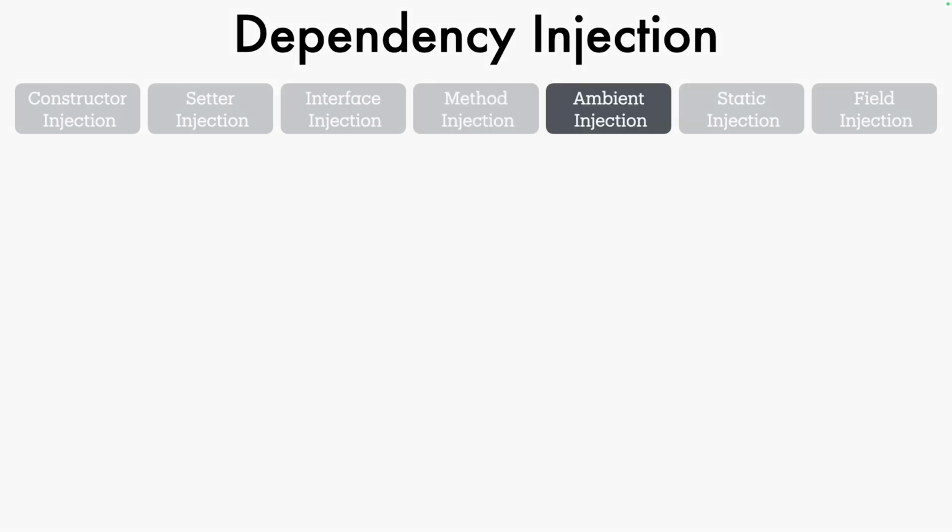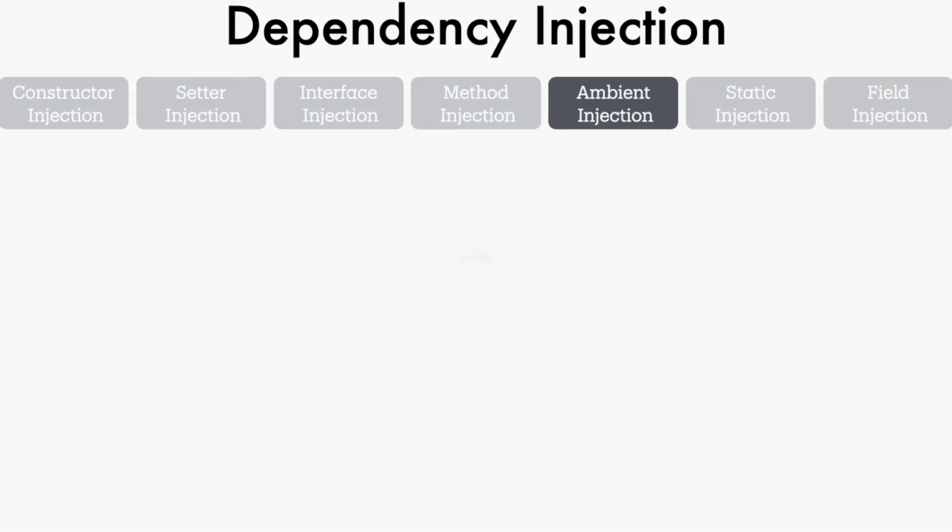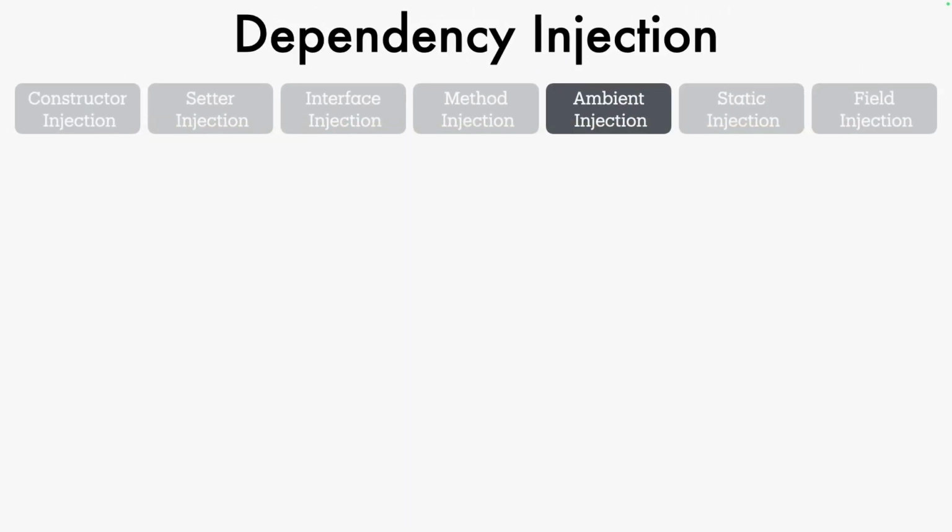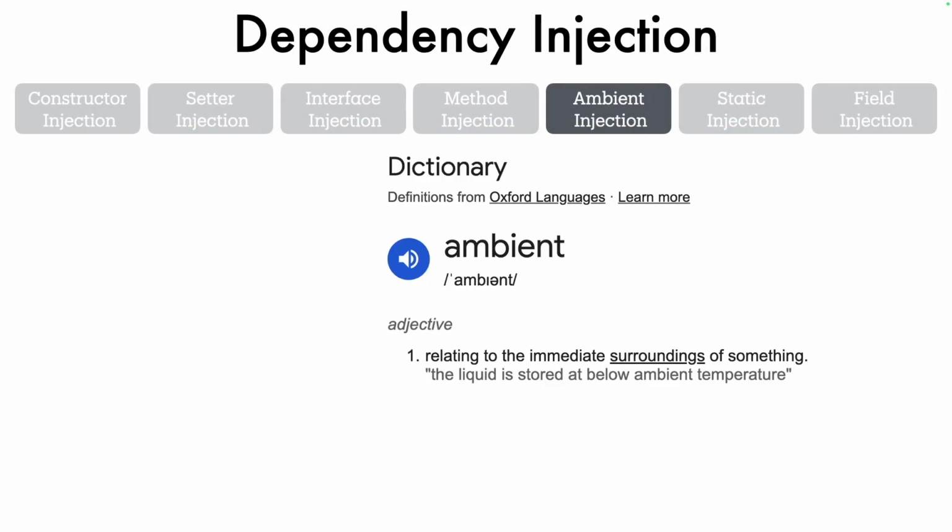Well, the next kind of dependency injection is ambient injection. Well, what do you mean by ambient? It's basically relating to something immediate, the surroundings of something. That is why we have the terms ambient noise reduction or ambient noise. So it is always available immediately in the vicinity. That's what ambient is.